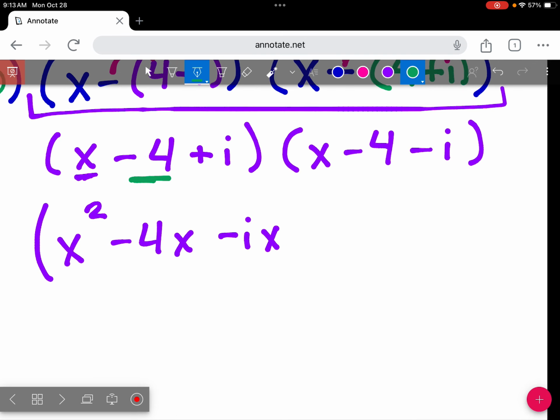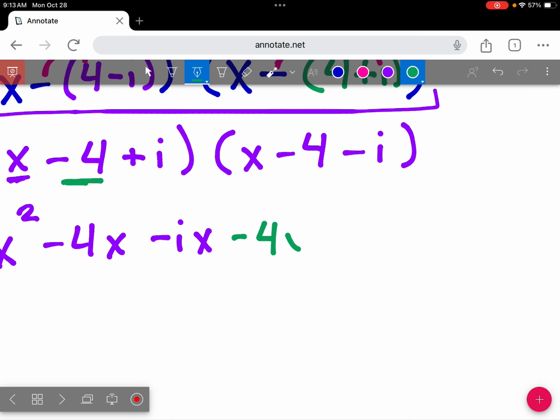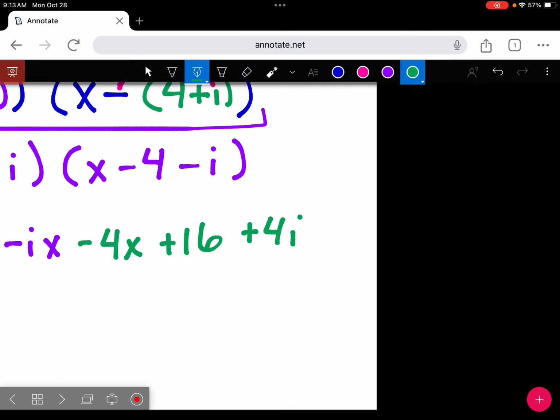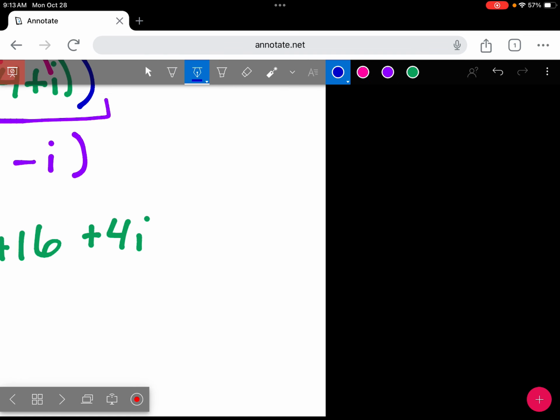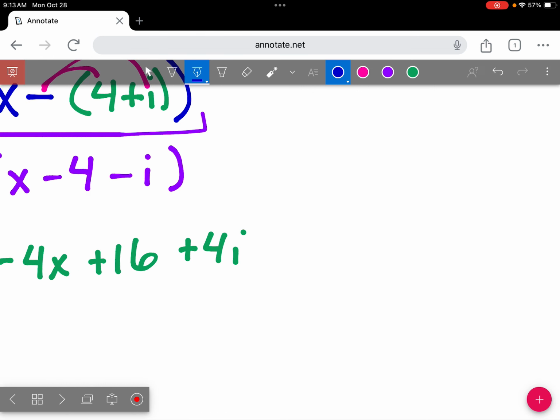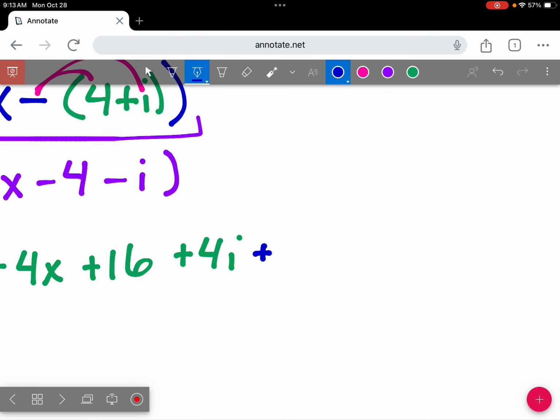Then I'm going to take my minus 4 times everything. Minus 4 times x, we get minus 4x. Minus 4 times minus 4 is positive 16. Minus 4 times minus i is plus 4i. Then we're going to take our i times everybody, and we're almost there. So we're going to have plus i times x, so ix, minus 4 times i, so minus 4i. And i times minus i is minus i squared.